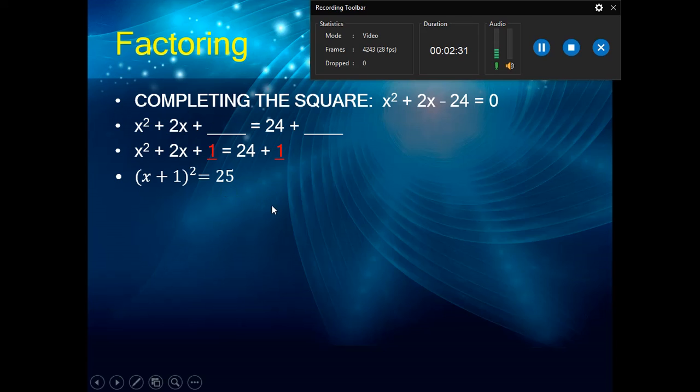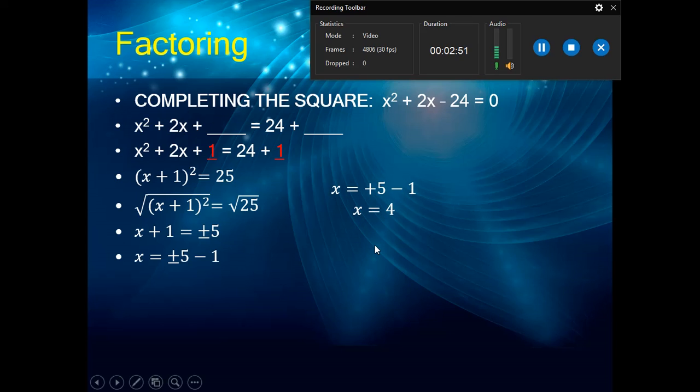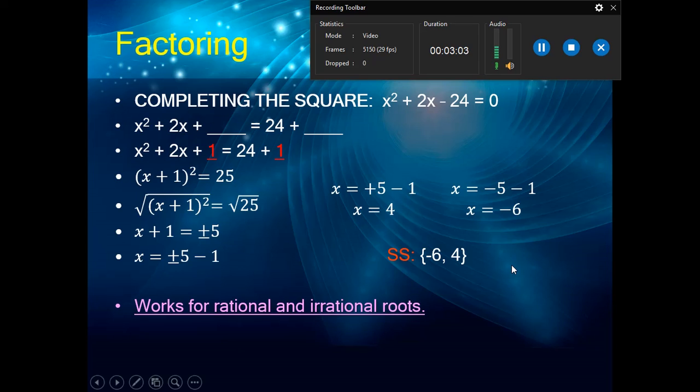When I see that, that makes me a little bit happy because I'm going to get a nice whole number. So we're going to square root both sides, leaving us with x plus 1 equals positive and negative 5. To get x alone, we'll subtract 1. And now we're going to separate this into two roots. The first root will be +5 minus 1, giving us a root at 4, and then -5 minus 1, giving us a root at -6. So my two solutions are -6 and 4. Again, this method will only work for rational and irrational roots.